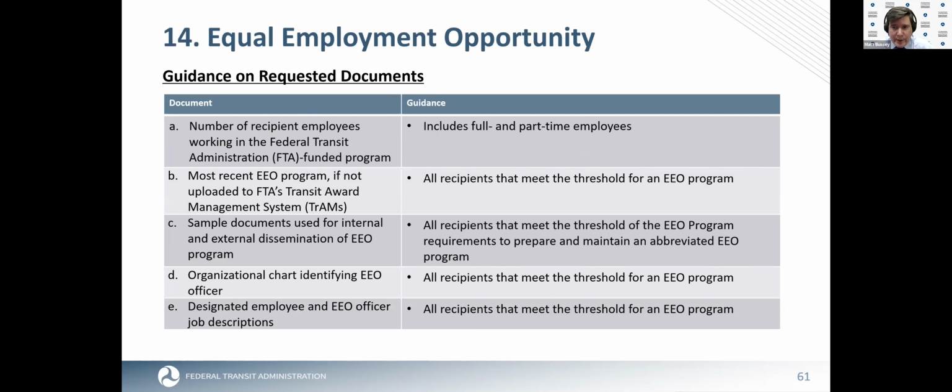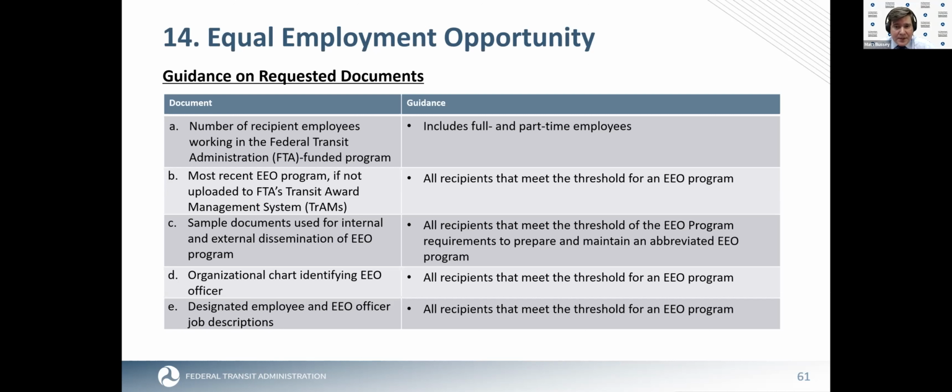So moving on, next up, we've got equal employment opportunity, EEO. The first thing that your reviewer is going to be looking for is the number of recipient employees working for the FTA funded program. A couple things to keep in mind here: we're including both full-time employees and part-time employees, any transit related employees.